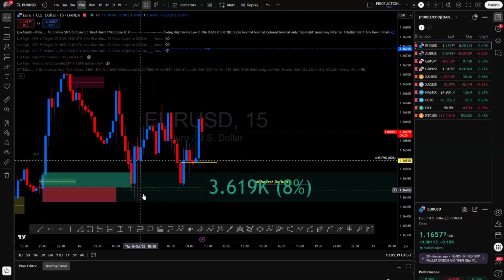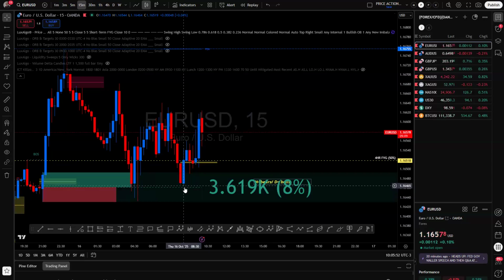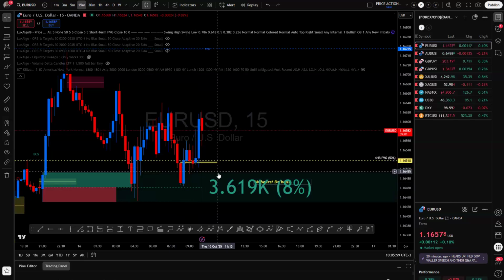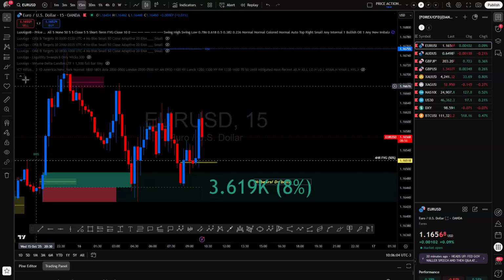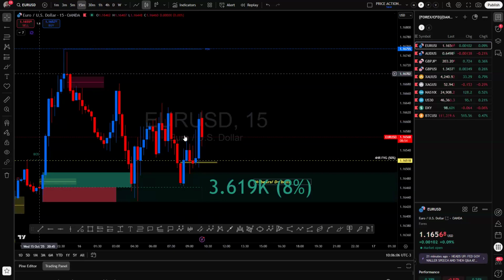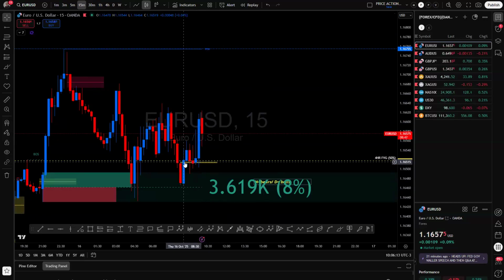So it looks like we had our manipulation here. And this candle wiped out this previous candle here. And then we had a fair value gap closed here. But what I'm going to actually do is wait for price to come back down and respect this fair value gap and then push on that. We had a fair value gap close here.